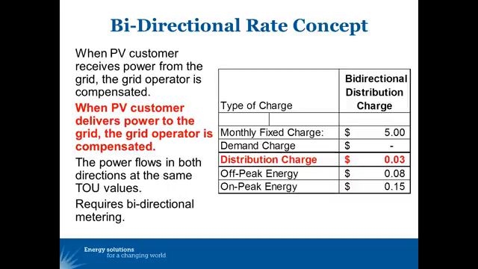Power flows in both directions at the same time of use values. The customer pays the same rate that they receive for their power. There's no discrimination between the valuation of the customer's electricity or the utility's electricity. One thing about this type of rate design, it does require bidirectional metering. Not even all smart meter systems are capable of this. So if you're moving to a smart metering system, you may want to consider meters that have the ability to measure bidirectional flows.